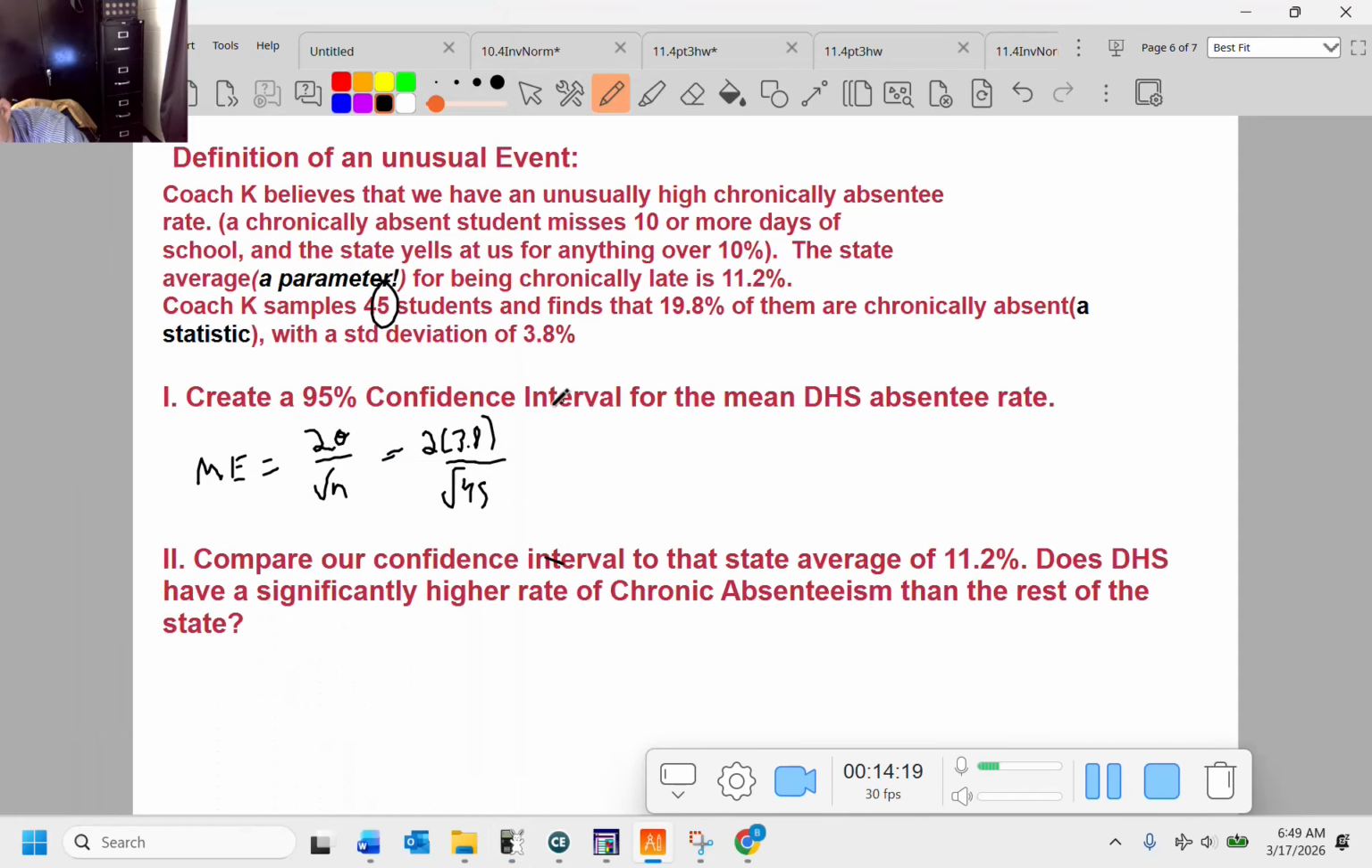1.13. There you go. It's about 1.13. Easy peasy lemon squeezy. Now to actually create the interval, and I want the interval for the DHS one, not the state.